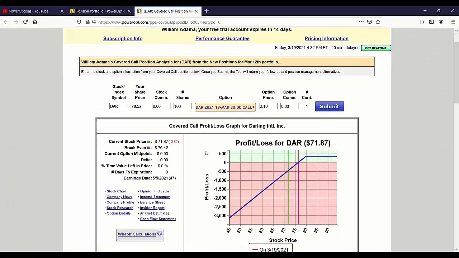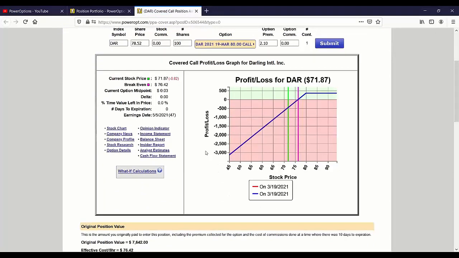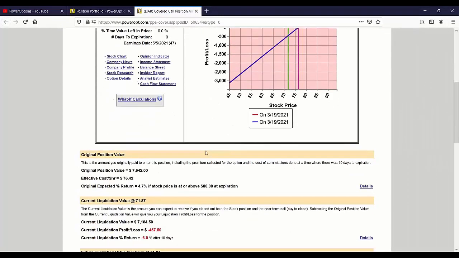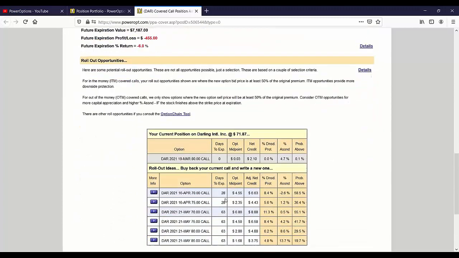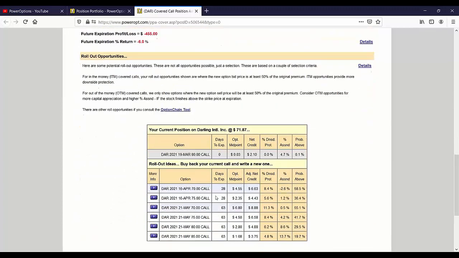Anytime you're tracking a position in the portfolio, you go to the Position Analysis view, and you see a breakdown of your current position. Compare the current liquidation value to future expiration value. They're the same here because we were selling a March expiration position. Today it expired, March 19th. So we're at the full 6% loss, or a loss of $455. DAR did close today at 71.87. It was a little bit different when I was putting the slides together. So we continue to scroll down, and here are those rollout opportunities.